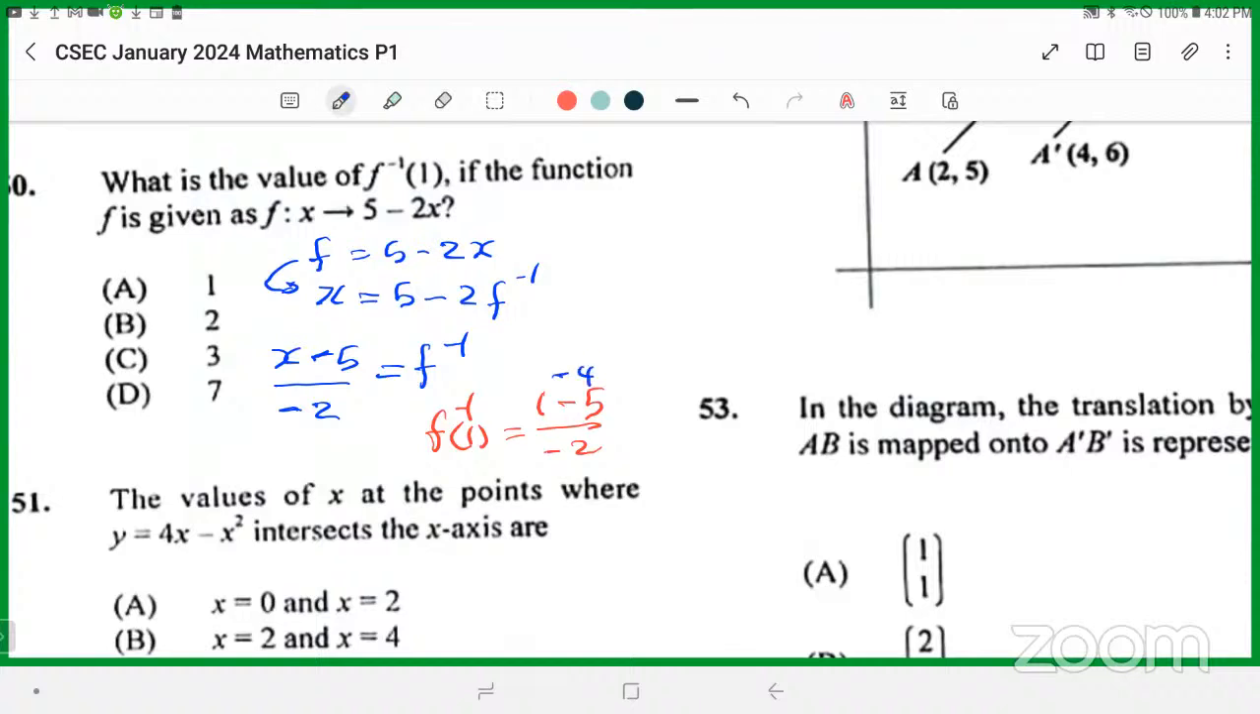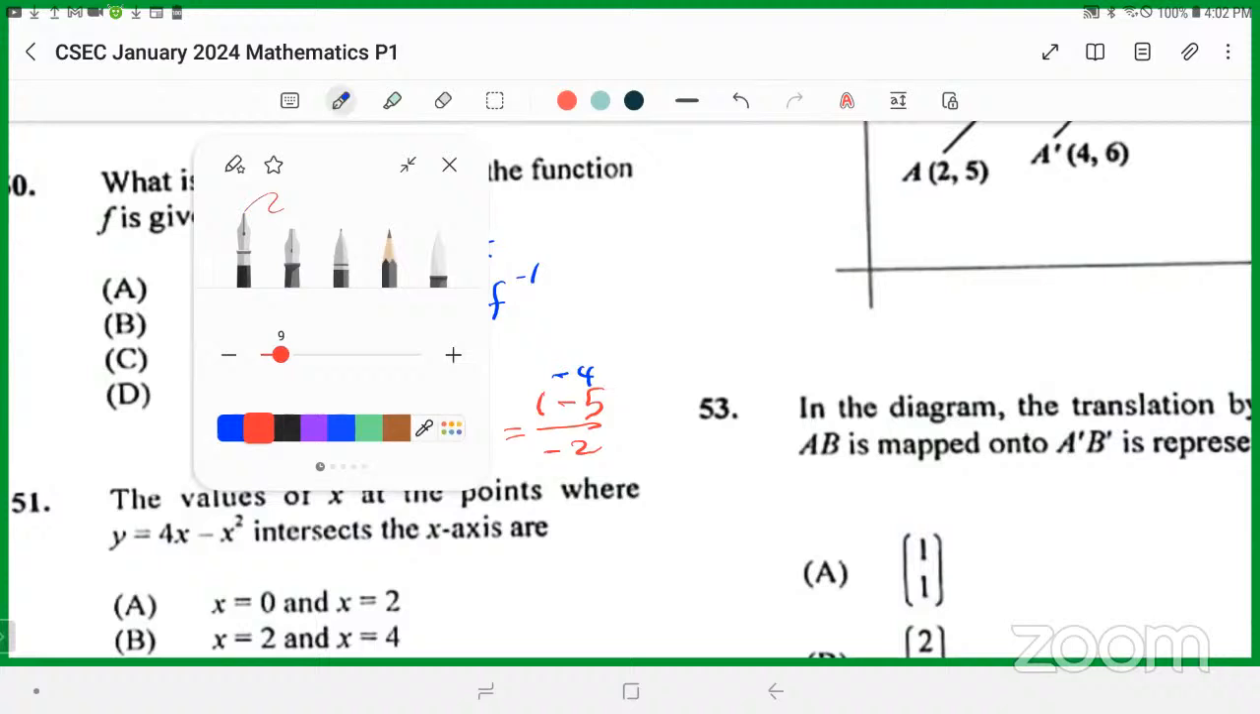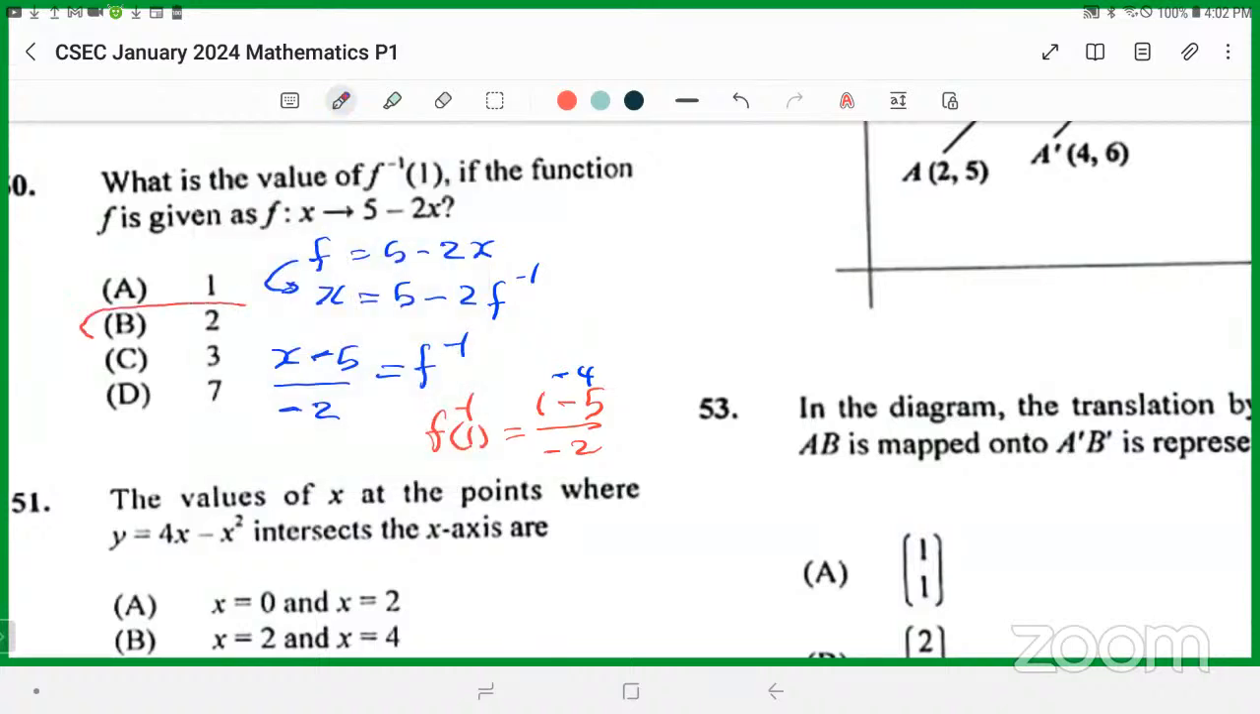So the answer here is 2. This is the answer. Put it in red. All right, this is it. Let me take this off.